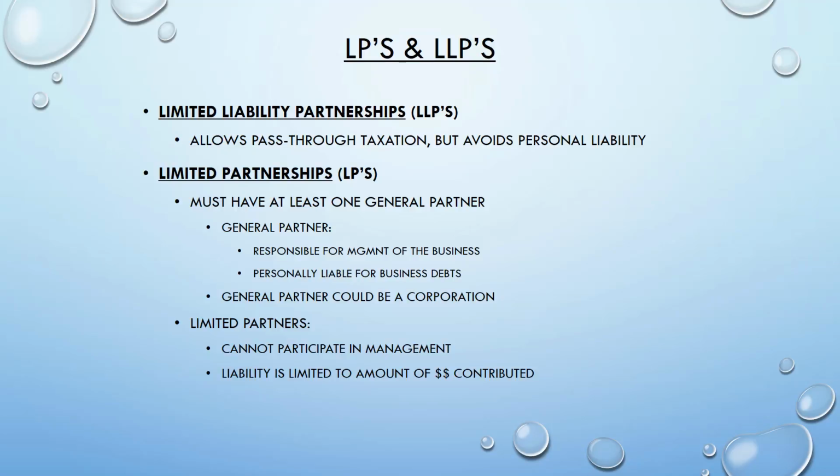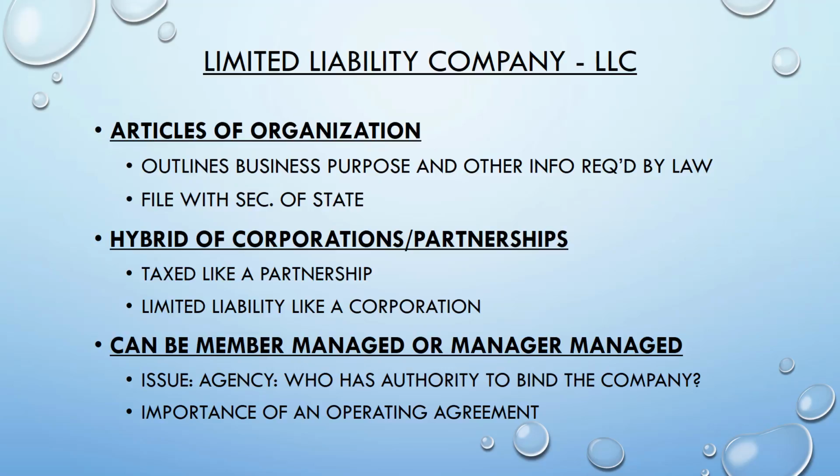It is limited to the amount of money or investment that they have made in the partnership. Third type of business form, and really one of the most popular business forms today, is the limited liability company, or LLC. An LLC is formed by filing an Articles of Organization with the Secretary of State's office, and those Articles of Organization are going to outline the purposes of the business and provide other information that is required by law.